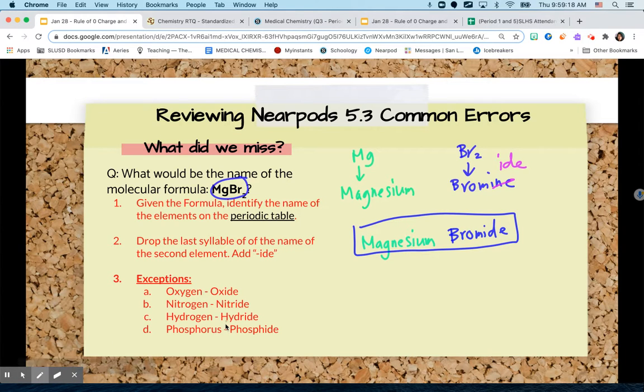There are a couple of exceptions to this rule, specifically for these 4, mainly because if you drop the last syllable, you end in a vowel. Oxygen, dropping gen, is oxy, so they shorten it even more to oxide. Nitrogen is nitride, hydrogen is hydride, phosphorus is phosphide. These don't follow the rule of step number 2, so keep that in mind.